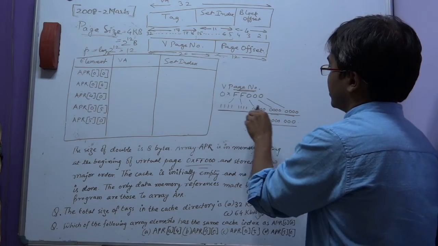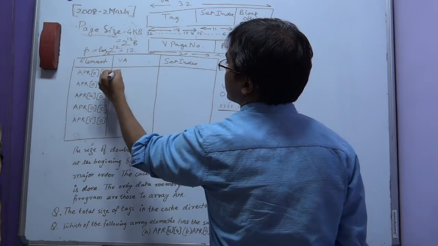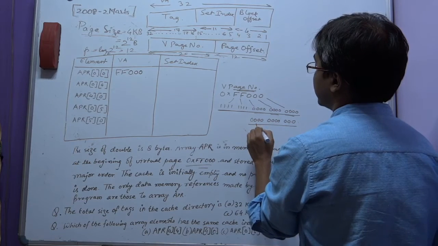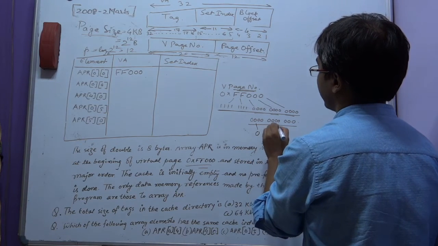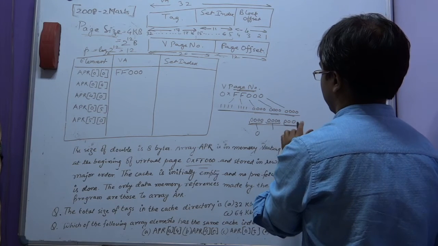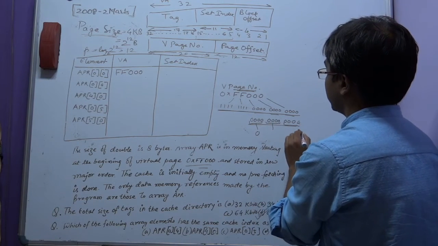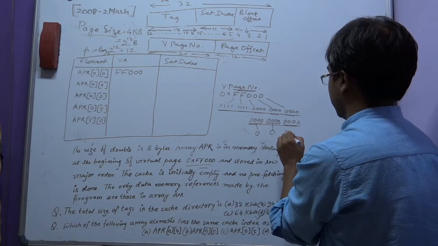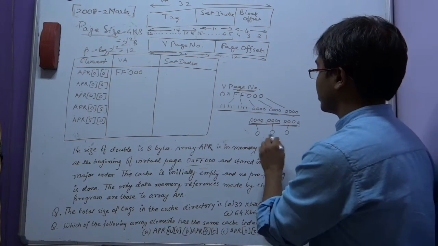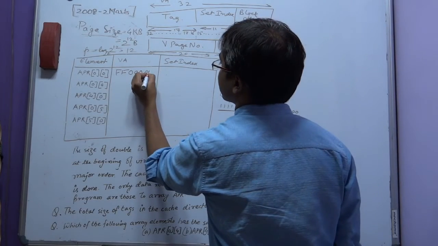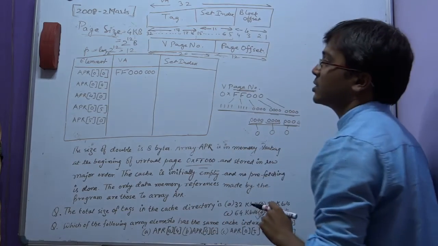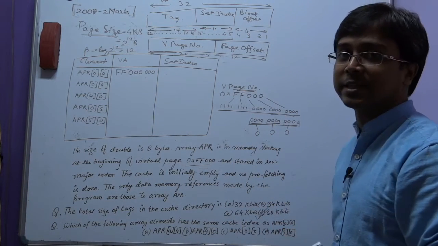So the virtual page number is FF000, and for the page offset part, convert these 4 bits into the corresponding hexadecimal digit, one more 0, and 3 more zeros. So this is the virtual address of APR00 in hexadecimal.